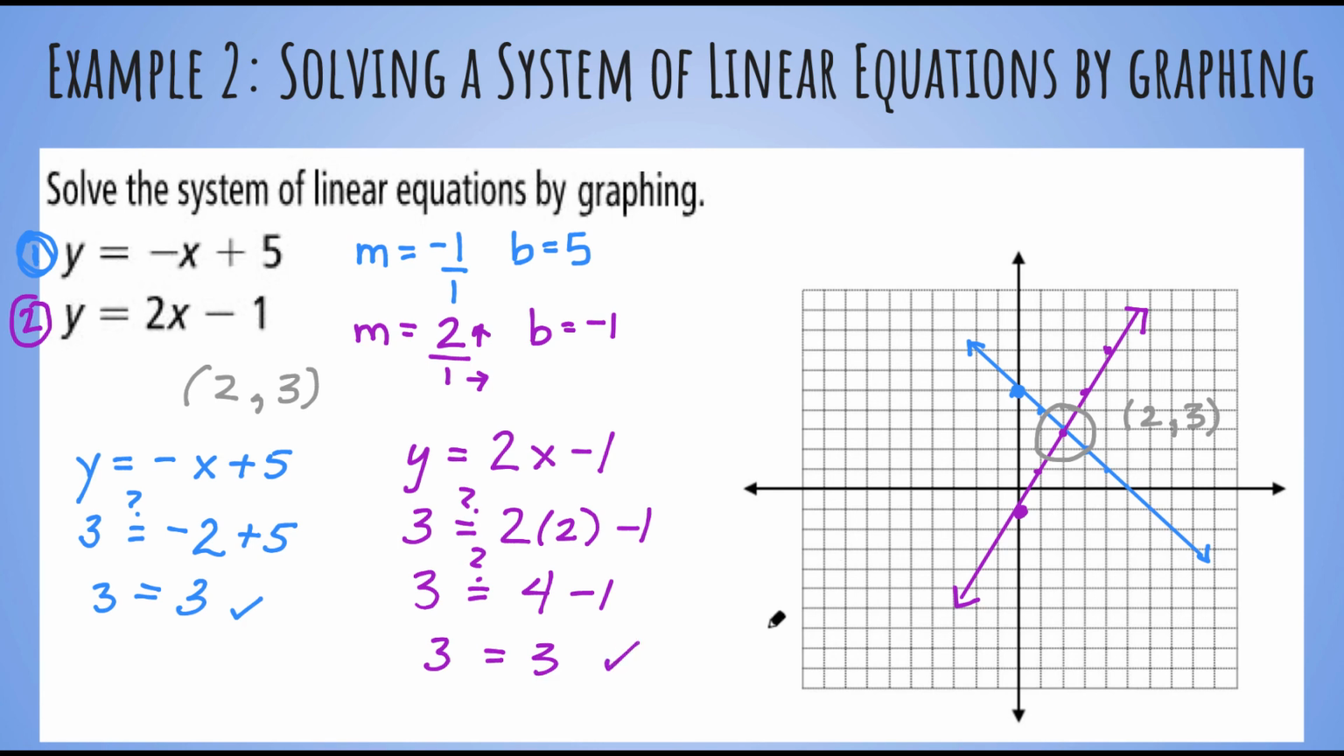So this checks. So for your homework, step 1, make sure you're graphing each of the lines. Step 2, you identify the point of intersection. So approximate what that point is based off of your graph. And then step 3, you have to go through and check to make sure that point is on both of the lines and is the solution or the point of intersection between the two lines.